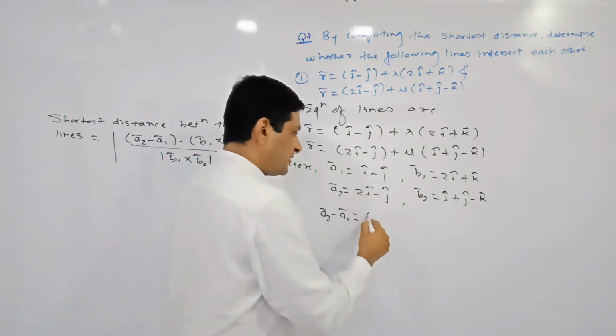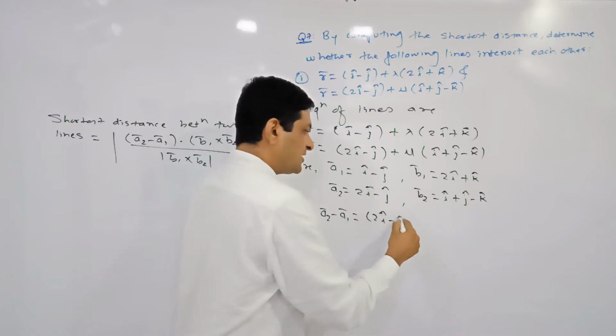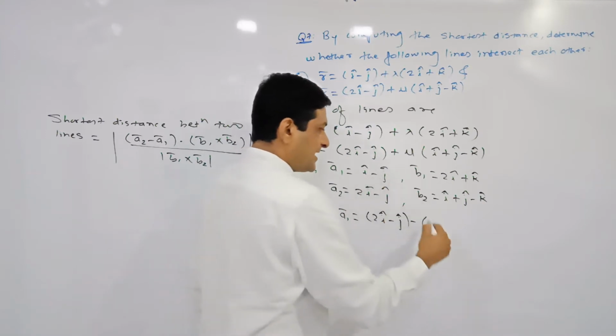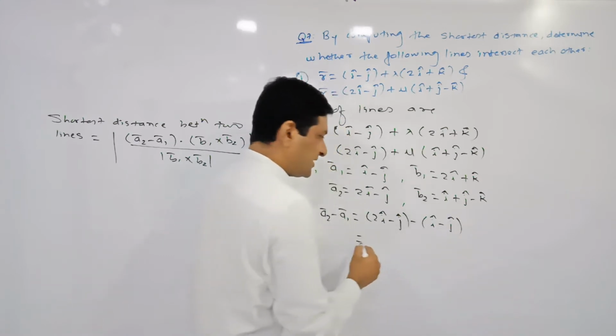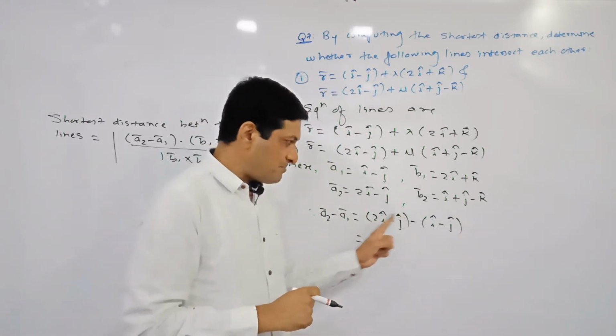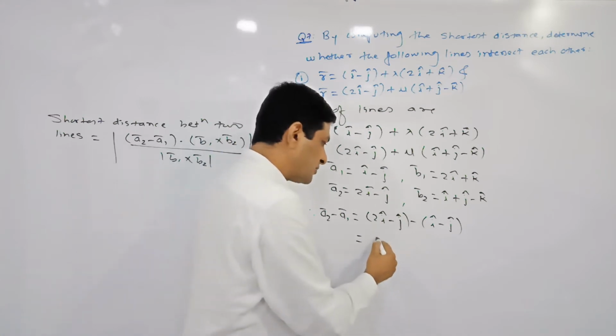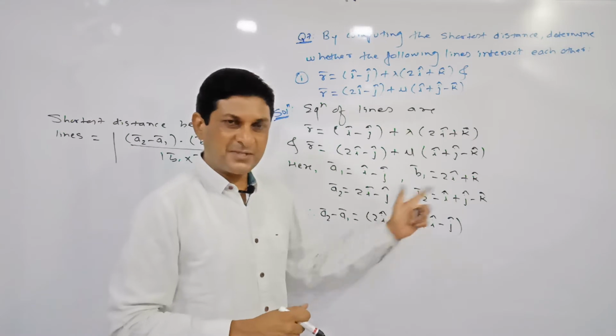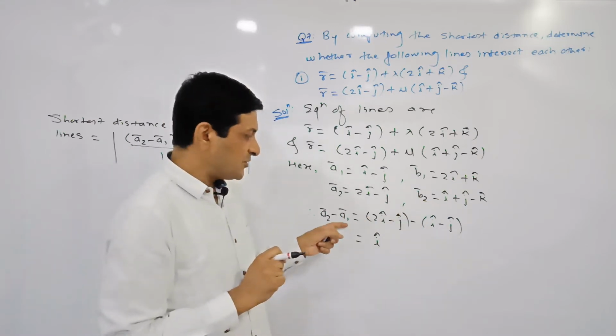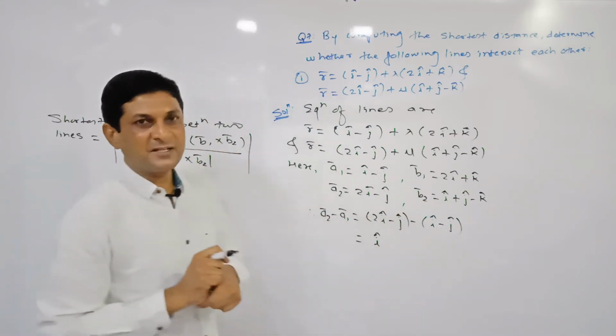What is the value of a2 bar? 2i cap minus j cap, minus a1 bar, which is i cap minus j cap. So let us find this difference here. 2i cap minus i cap will be i cap, and minus j minus, minus j means plus j. Minus j plus j will get cancelled. In this way we have got the value of a2 bar minus a1 bar.